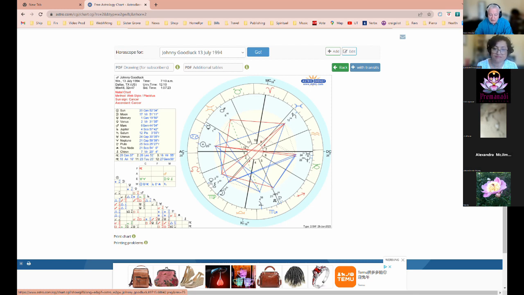Notice also on Venus here that it says 232. That means that the location of Venus in the chart is sitting at 2 degrees and 32 minutes, inside the sign of Virgo.